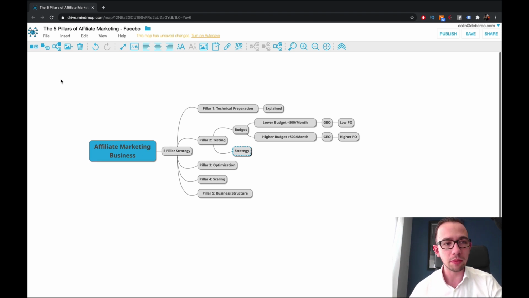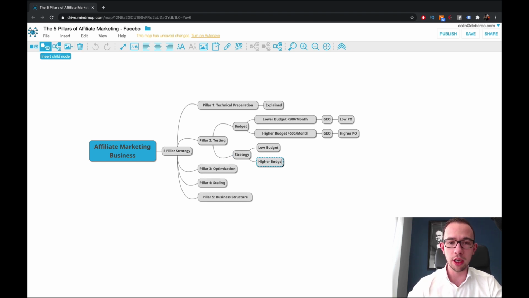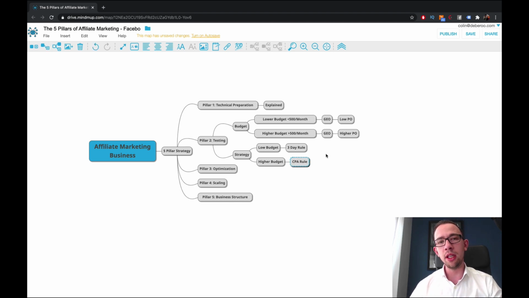Pay attention. So we use on a low budget, and then we have obviously the higher budget. We use 3-day rule, and on higher budget we use CPA rule. Yes, these are two distinctive strategies that I made myself, that all of my students implement, that get you the best balance between supply and demand, cost and opportunity.